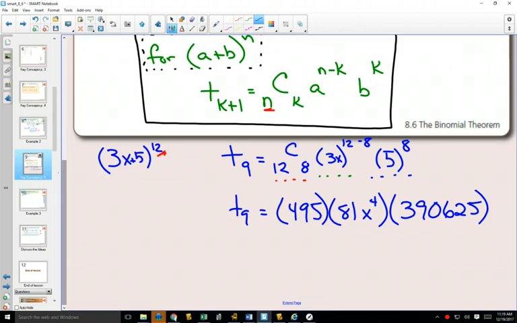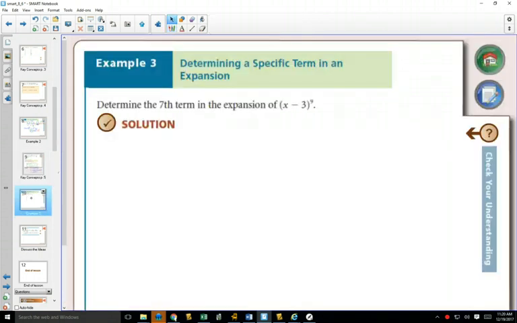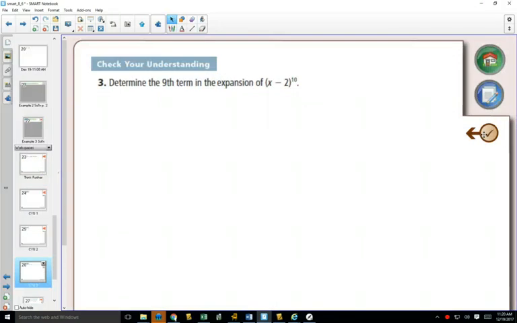Once you've simplified each one individually, now we combine them together and multiply all your coefficients. We're going to get a huge number, because 495 times 81 times 390,625 is so big it gives 1.566 times 10 to the 10, and then we still have an x to the 4. So you will get some answers with very, very large numbers in this section. That's why it doesn't matter exactly what these last few digits are. So here, let's look at example 3, with not as crazy numbers. It happens to be the 9th term again. That's just coincidence.